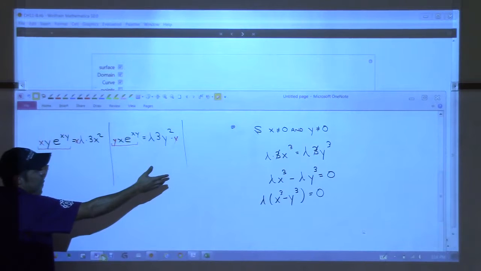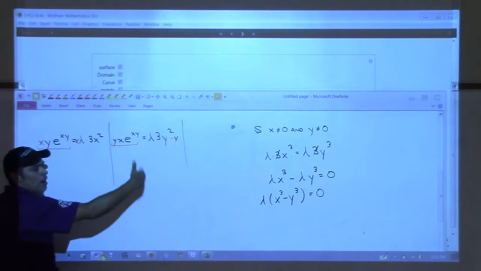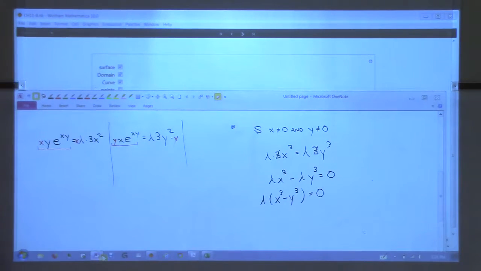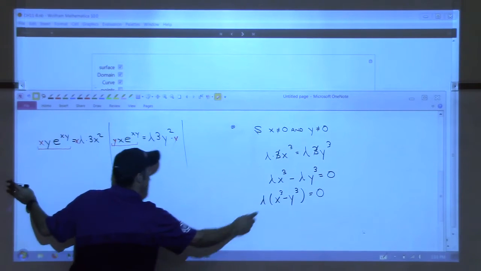Then you would have to say, what if x is zero? What if y is zero? But we already know that would lead us to the same problems. And what if lambda is zero? We didn't talk about that. What if lambda is zero?